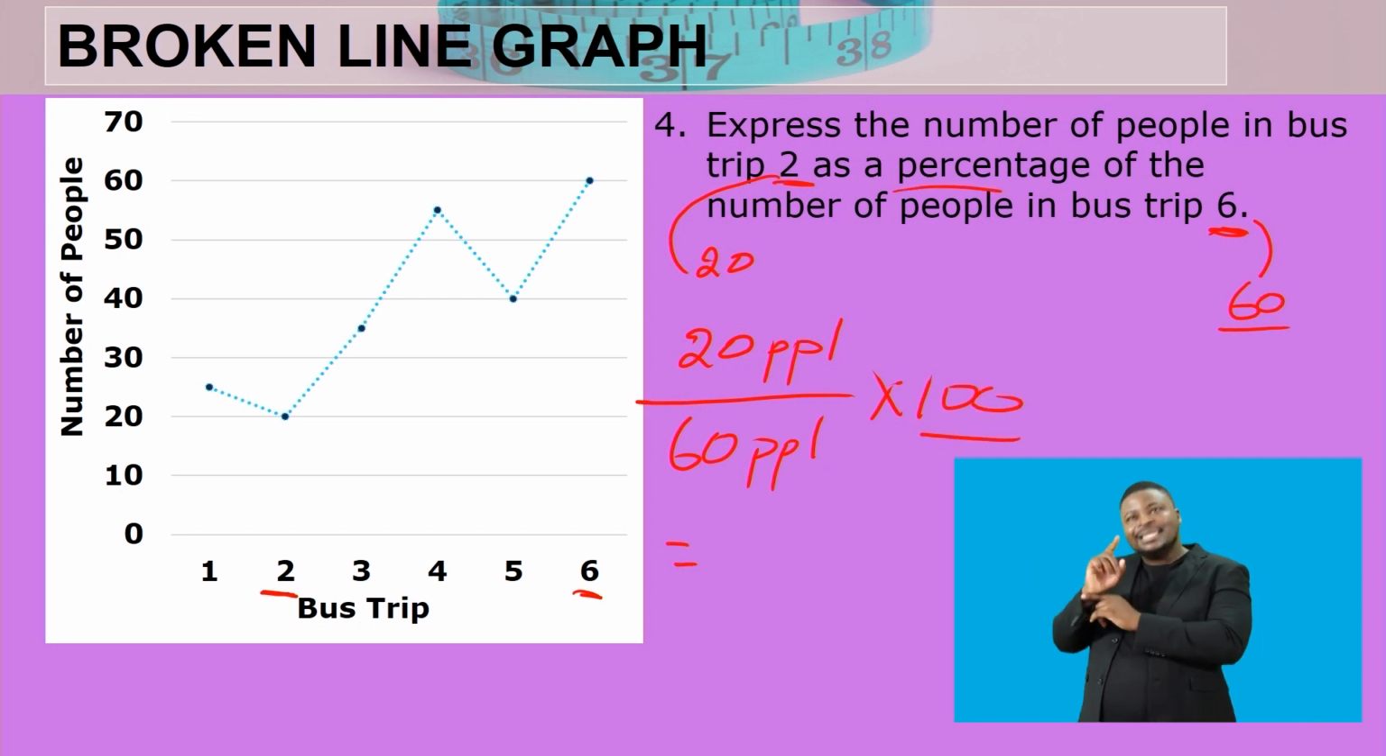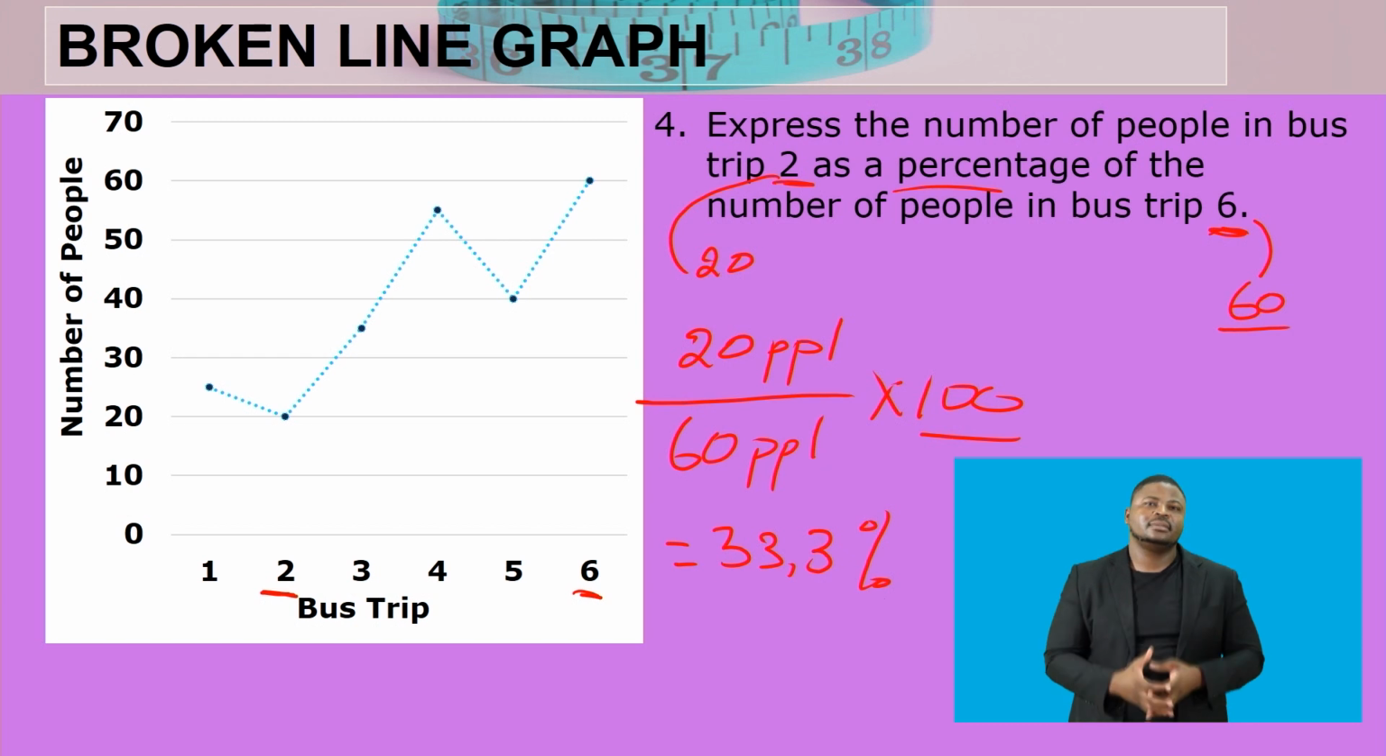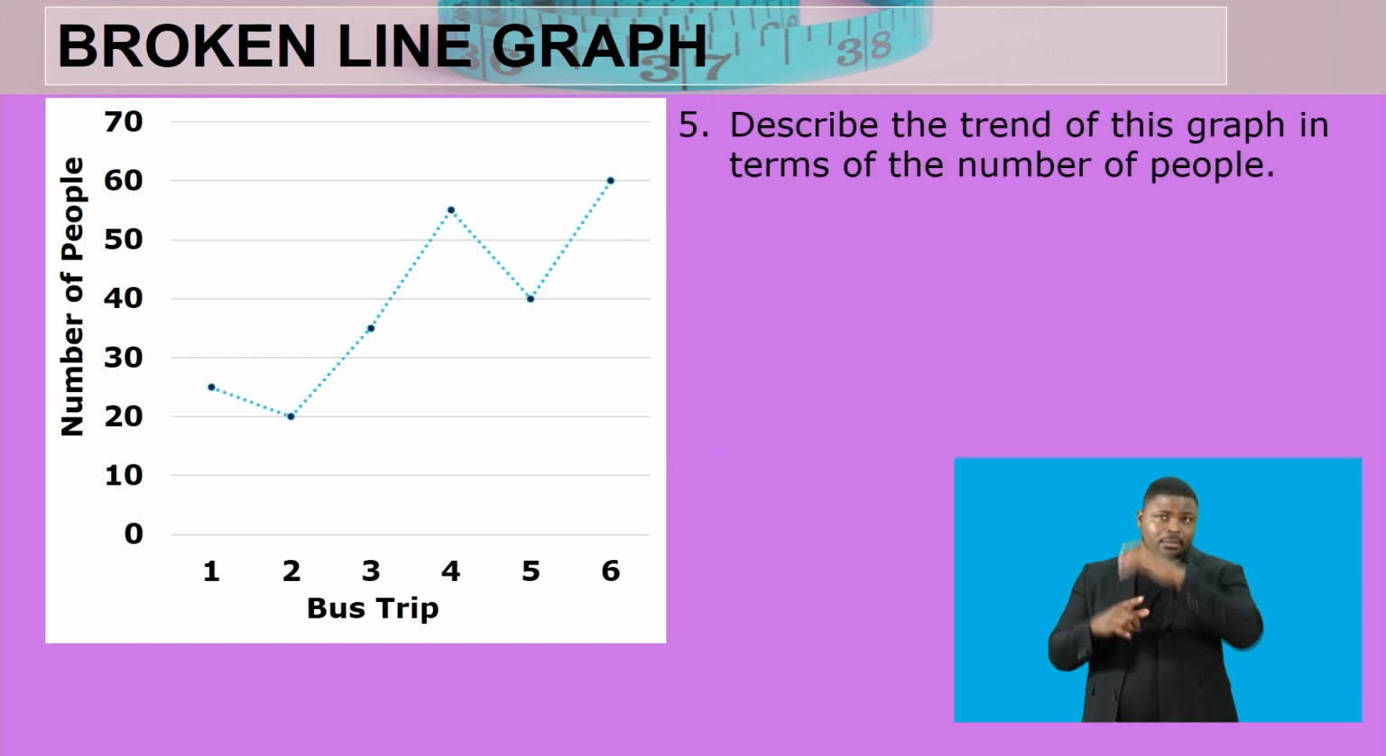So what is 20 divided by 60 multiplied by 100? So we had 33.3%. Then we move to the next question.